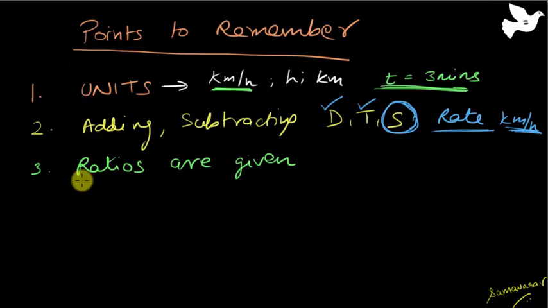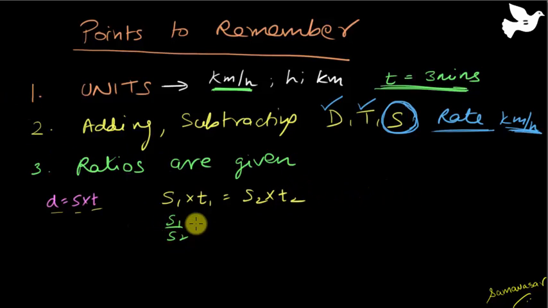Now the third point is the equations that I told you. So for instance, I told you d is equal to s into t. This is the basic equation. If my distance is the same, my s1 into t1 is equal to s2 into t2. So if I take the ratios, I'll get s1 by s2 is equal to t2 by t1.